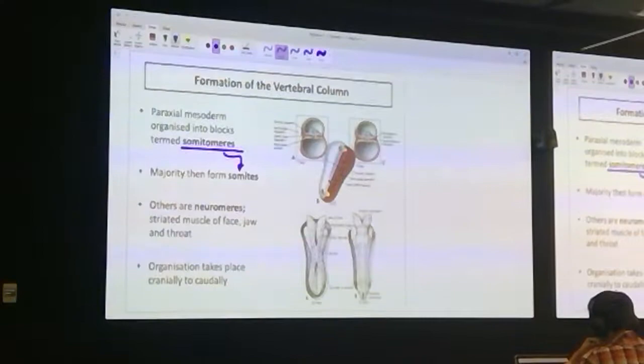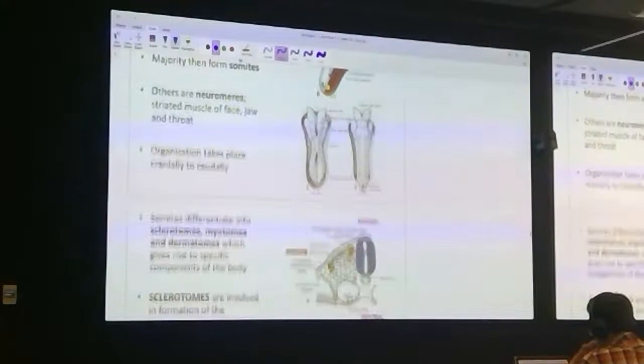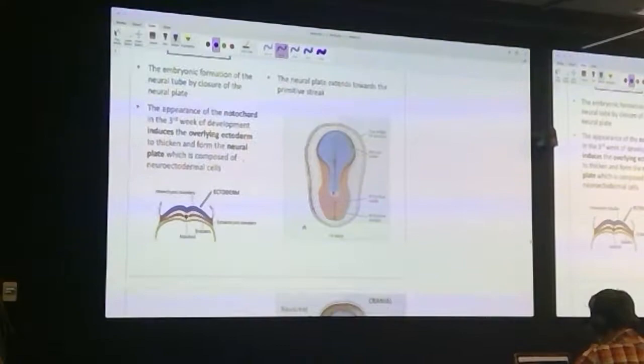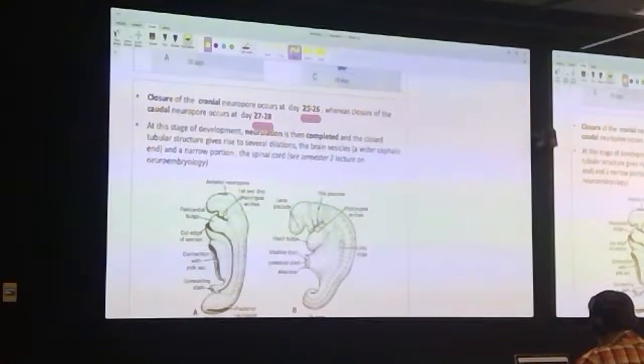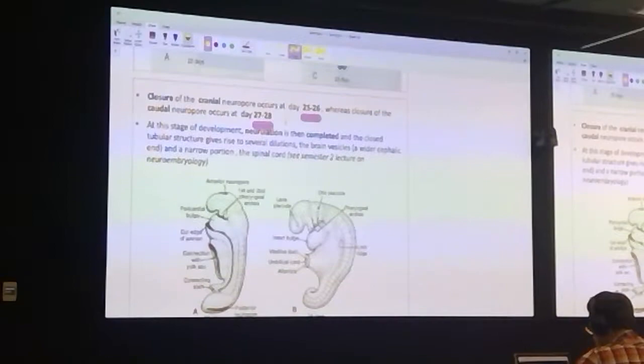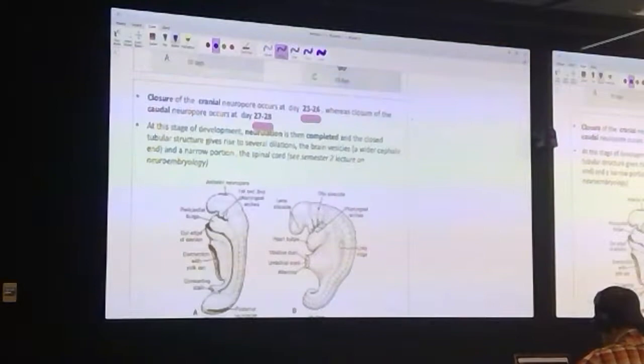You're going to learn this in musculoskeletal, so I'm just going to skip it. And skip that too. Okay, so cranial closure is from day 25 to 26. Caudal closure is day 27 to 28. You just need to know the concept that during development, everything above the baby closes first, and everything below it will close later.